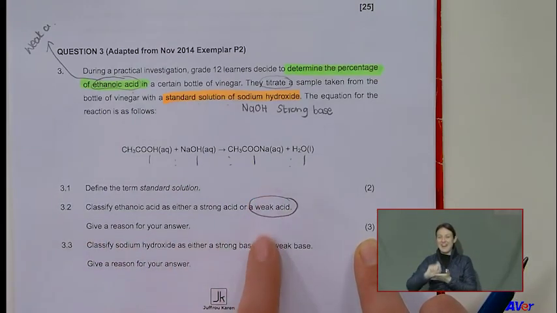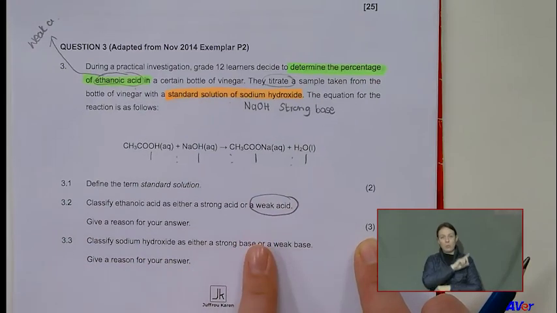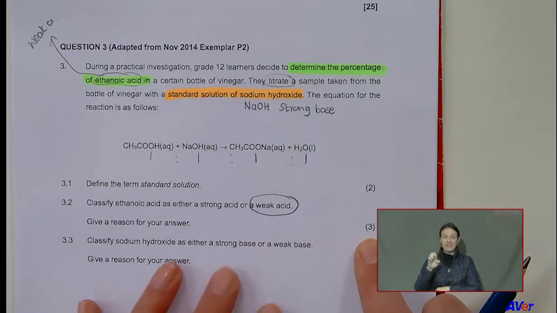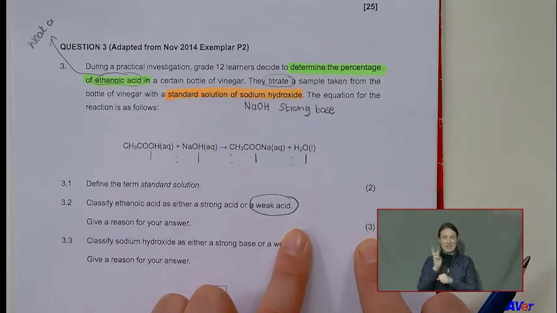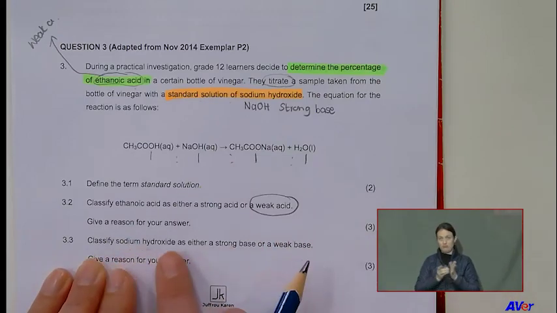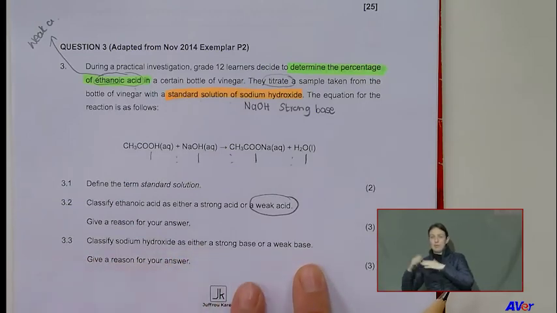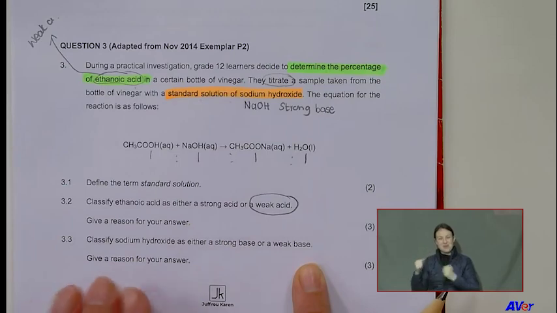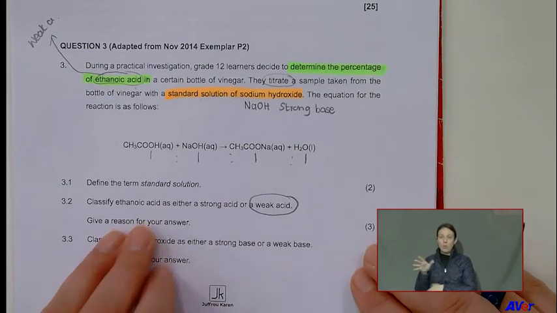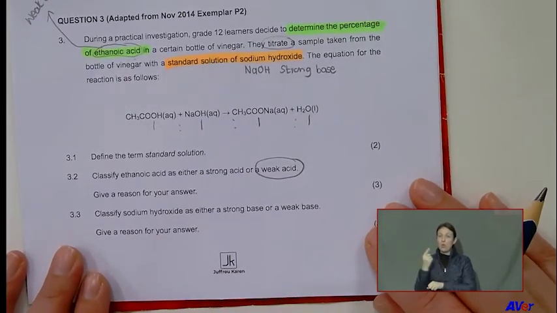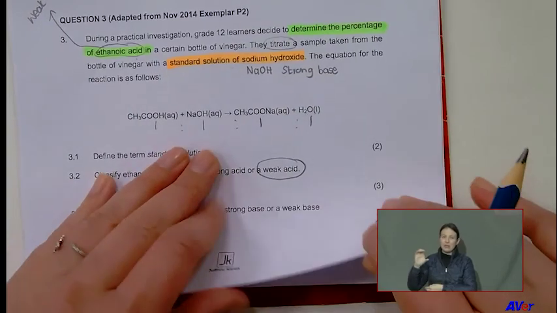So it is a weak acid. Why? Because it will ionize incompletely in water to form a low concentration of hydronium ions. Okay. Classify sodium hydroxide as either a strong base or a weak base. It is a strong base. Why? Because it will dissociate completely to form a high concentration of hydroxide ions in solution. Happy with that, grade 12s? Okay.